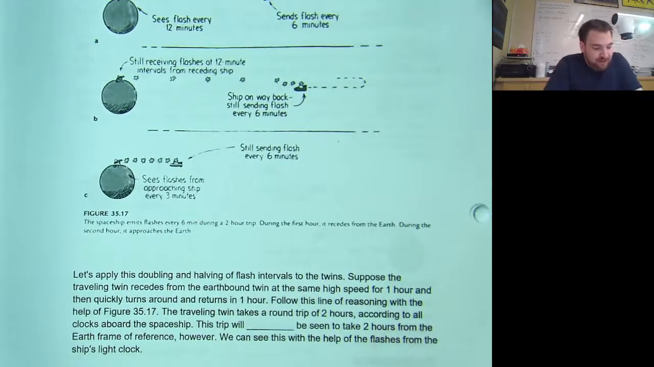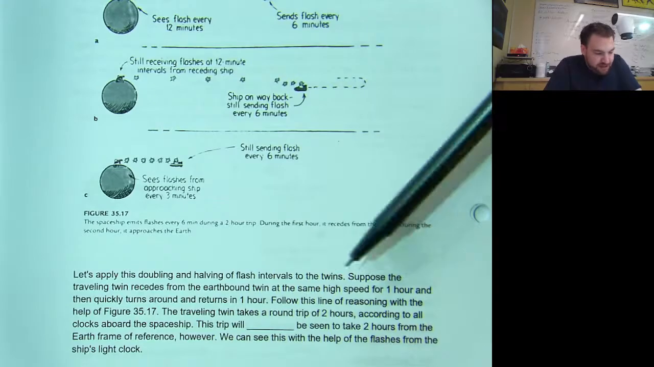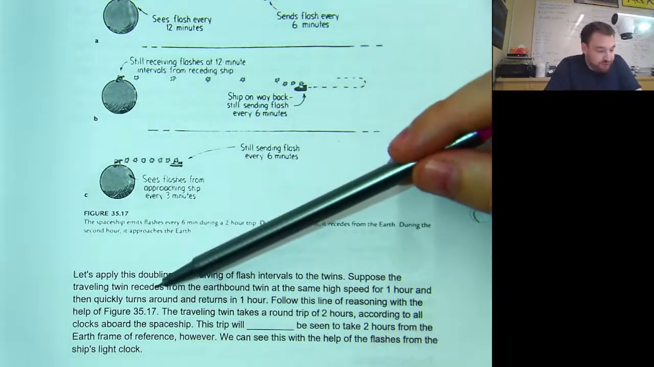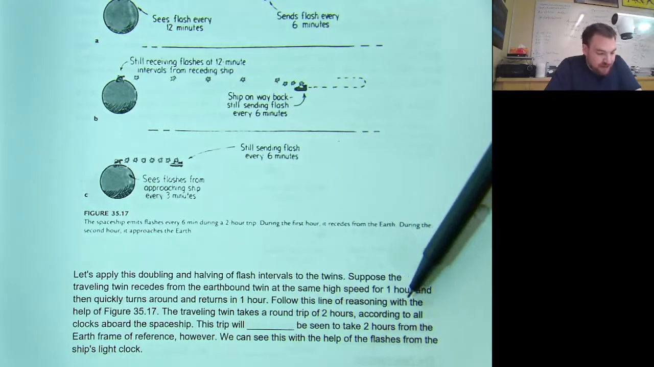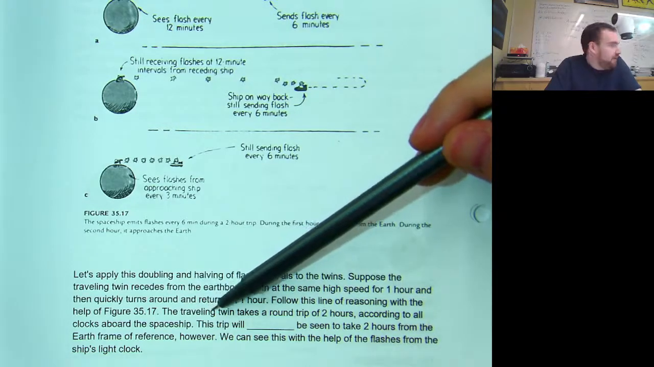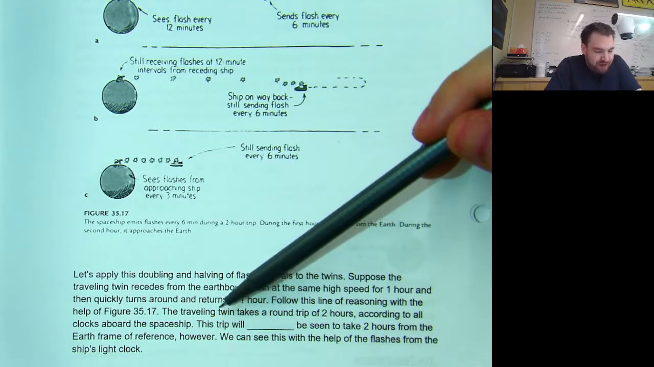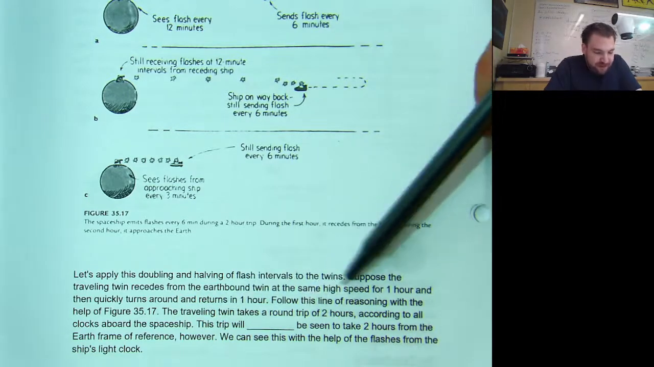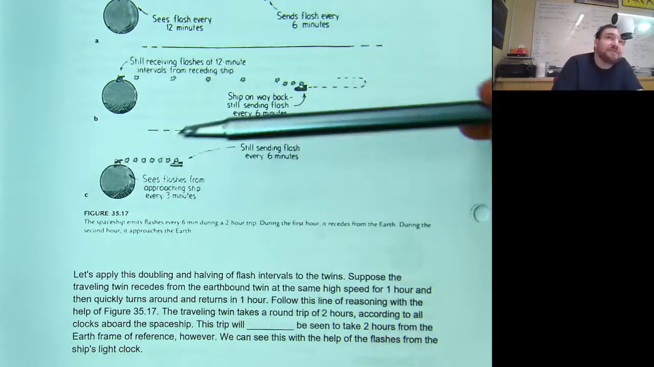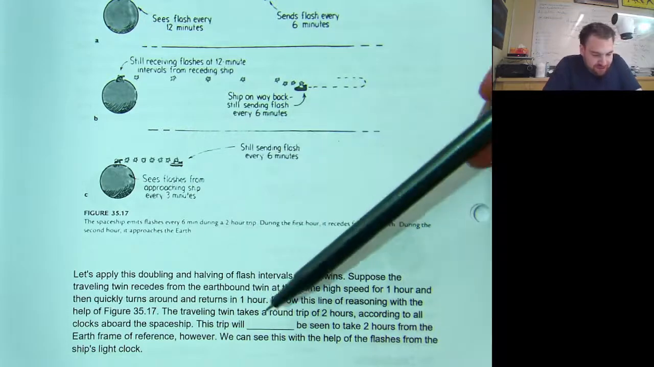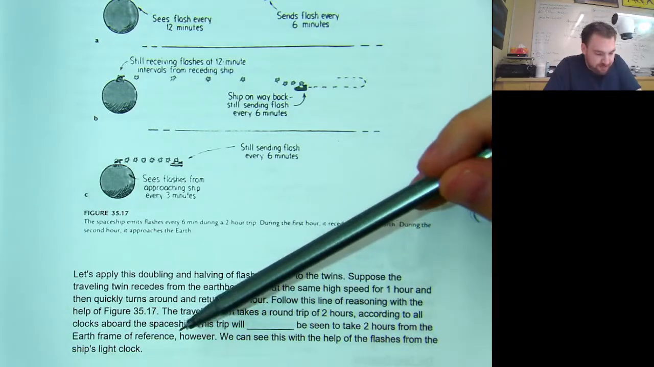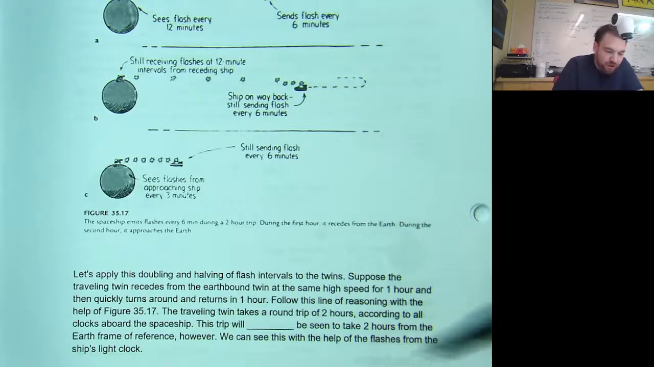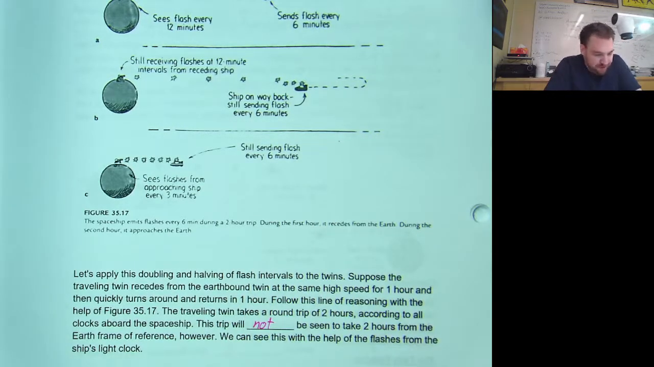So let's apply this doubling and halving of flashing intervals to twins. Suppose the traveling twin, the astronaut, recedes from the earthbound twin at the same high speed for 1 hour, and then quickly turns around, that is the hard part, and returns in 1 hour. Following this line of reasoning will help with figure 13, this figure here. The traveling twin takes a round trip of 2 hours, according to all the clocks on board the spaceship. However, this trip will not be seen to take 2 hours from the Earth's frame of reference.